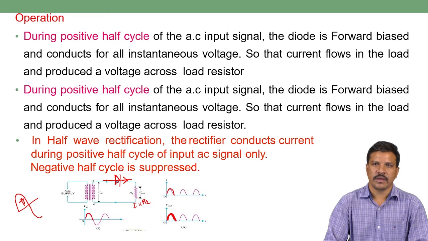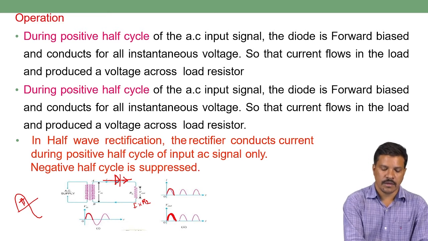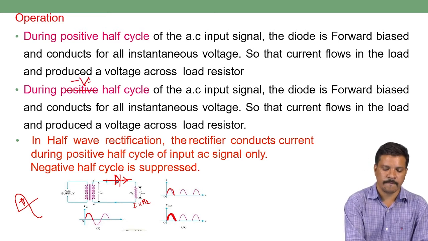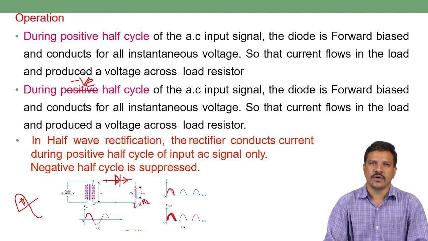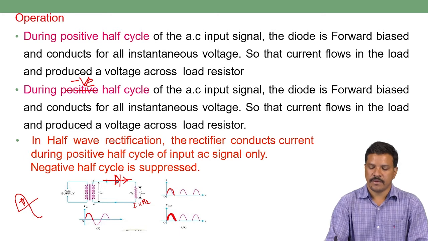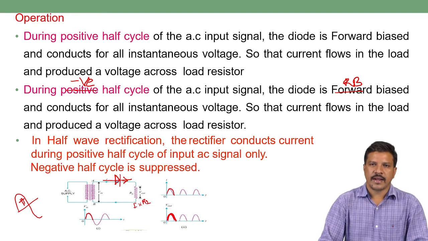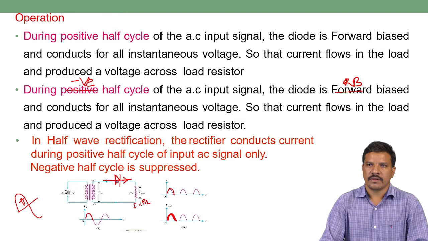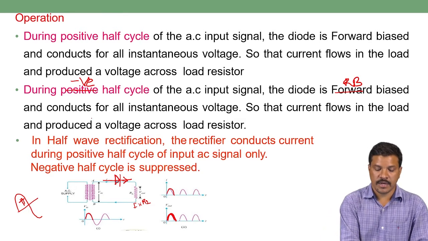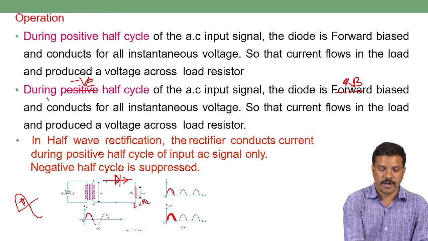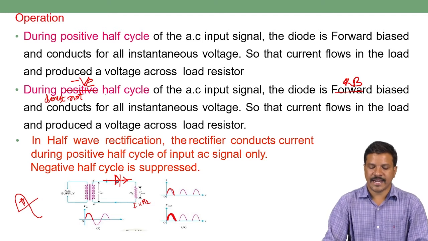Similarly, during the negative half cycle of the AC input signal, the diode is reverse biased and does not conduct for all instantaneous voltage.